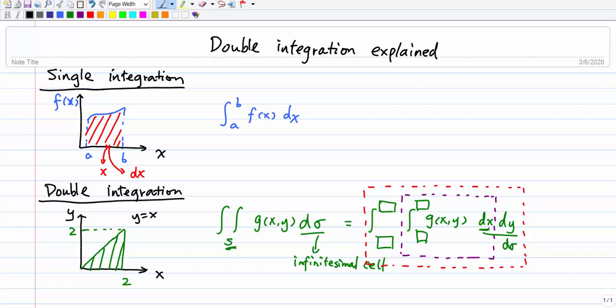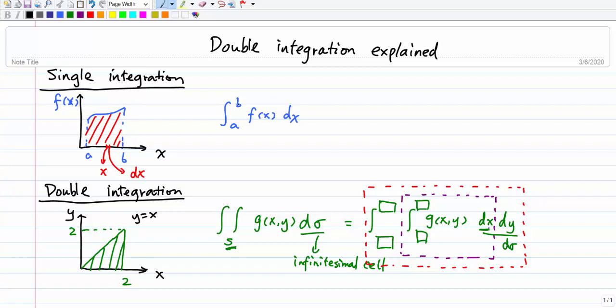So this video is to provide a brief explanation of double integration from the perspective of single integration. Let's start with the basic setup for single integration. Single integration is to basically calculate the integral, for example, of a function f(x) over x for the interval from a to b. So that's the basic single integration.